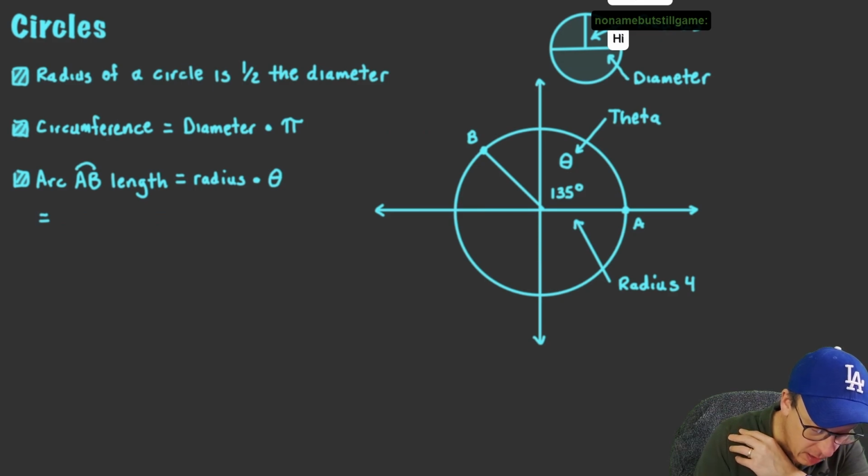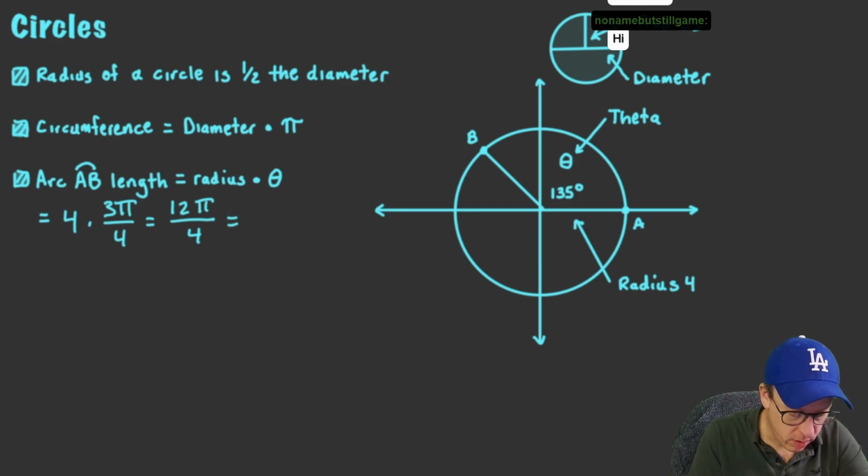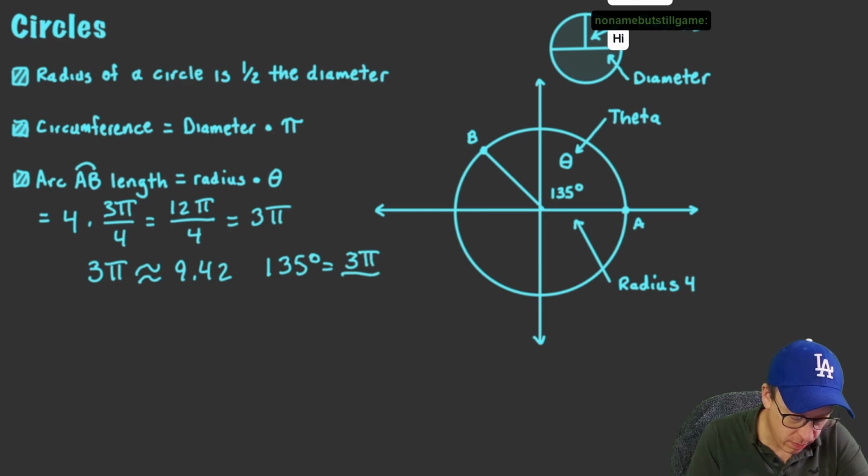So this is going to end up, let's choose a new color, 4 times, and I'm going to convert this to radians. This is going to be 3 pi over 4, which is going to be equal to 12 pi over 4, which is going to simplify down to 3 pi. And 3 pi is going to approximately be equal to 9.42. And 135 degrees is, of course, equal to 3 pi over 4.